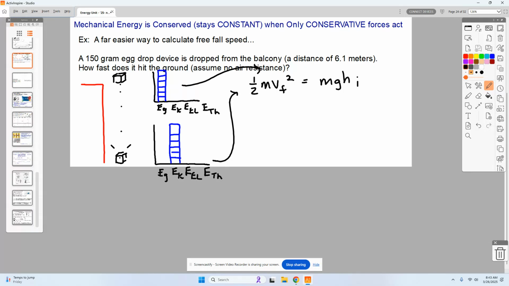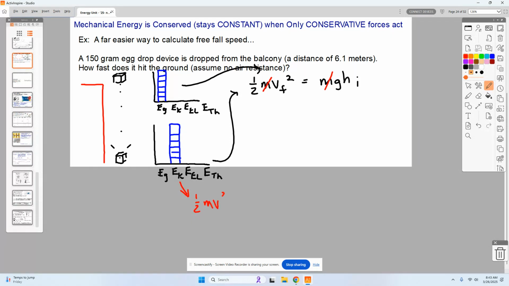And then those of you that are keen math students will recognize right away that I don't care what the mass of that object is. The 150 gram egg drop project should behave just like a 250 gram egg drop project. The masses reduce out. So that 1/2 mv squared is the kinetic? That's the kinetic energy, absolutely, yep.